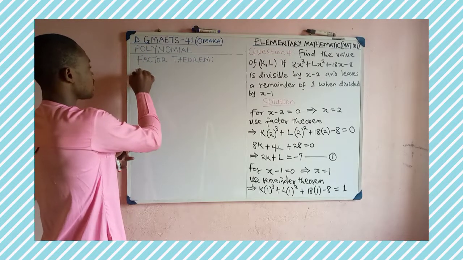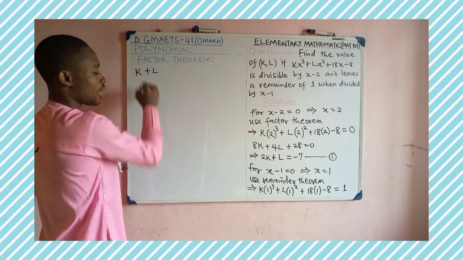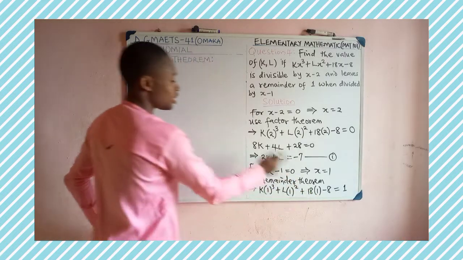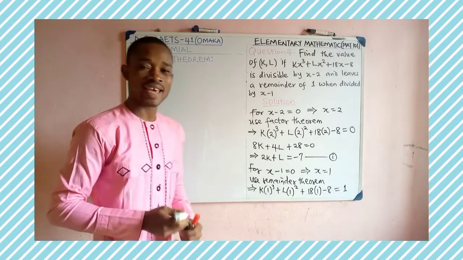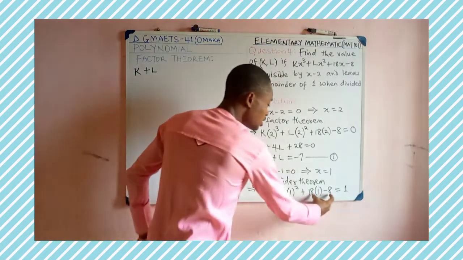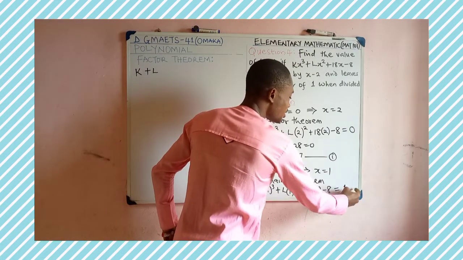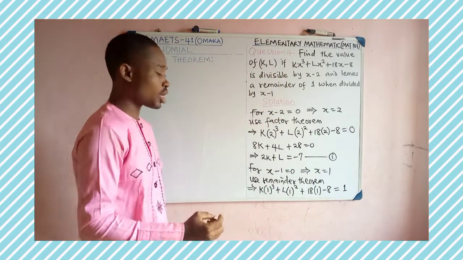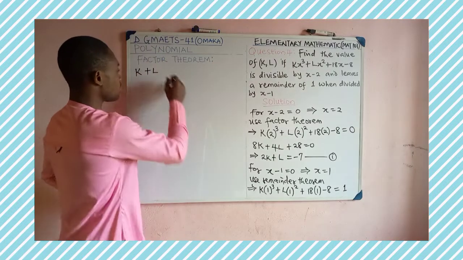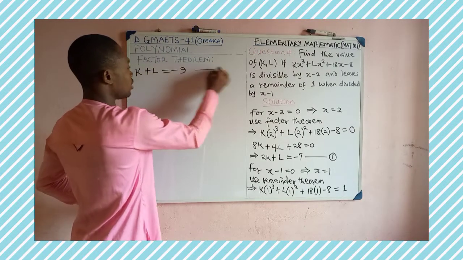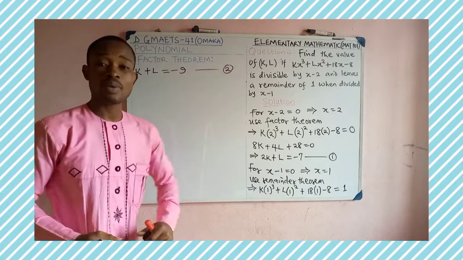Simplifying this, we're going to get k and then plus l. If you work out this, you get 18 minus 8, giving us 10. Now, if you move this 10 from here to the right hand side of the equation, you get 1 minus 10, and 1 minus 10 will give us minus 9. This is equation 2. Our problem is solved.